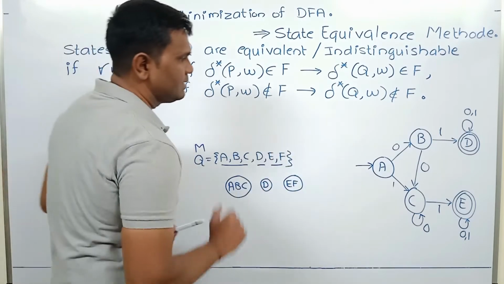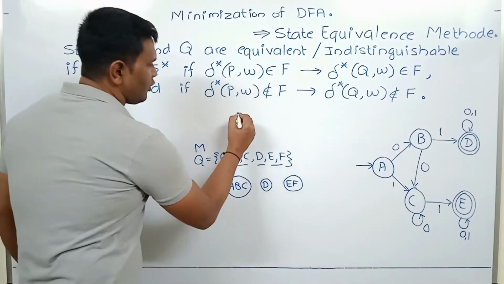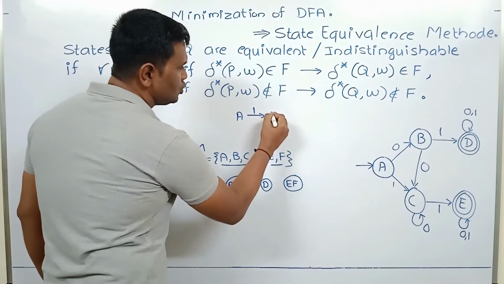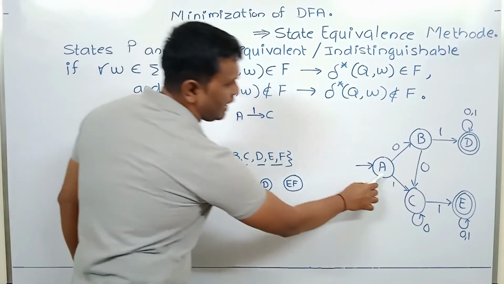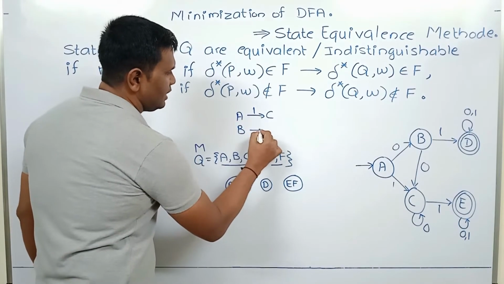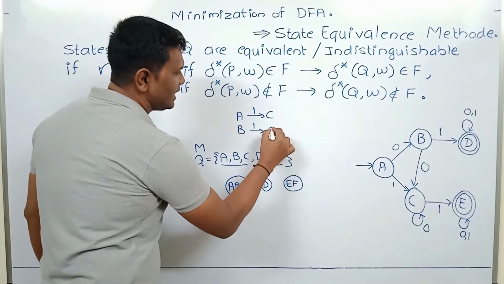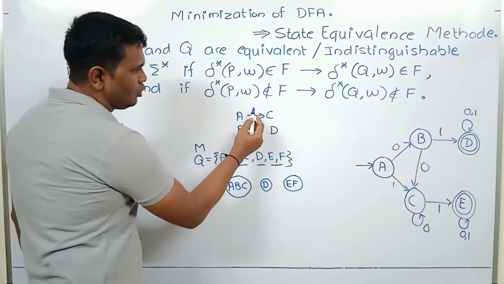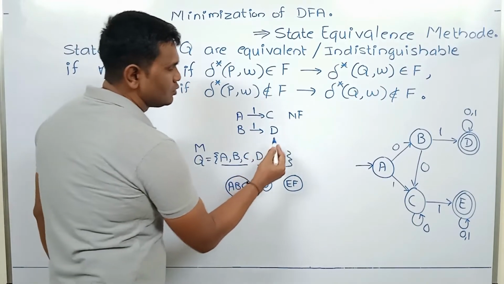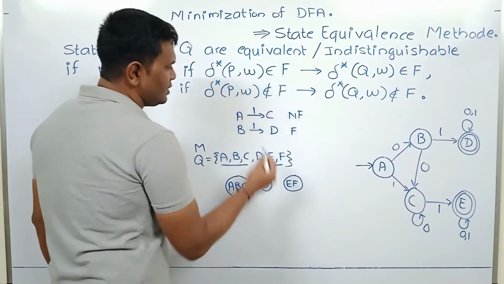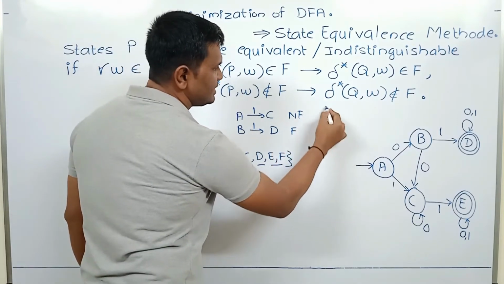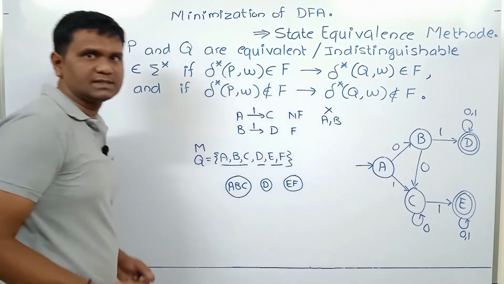Now consider this example. From A, if we process string 1, it goes to state C. A on 1 goes to C, whereas from B, if we process 1, it goes to state D. A on 1 goes to a non-final state, B on 1 goes to a final state. So A and B, these two states, they are not equivalent states.